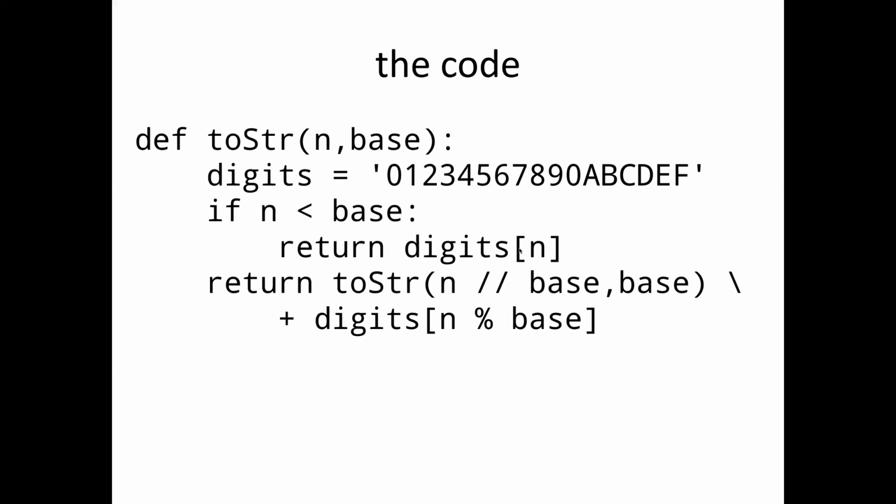Because n is a single digit, right? So the digits are represented as a string. So if it's 0, that gives 0, 1. So its position corresponds to the digit, right? So that's what this means.